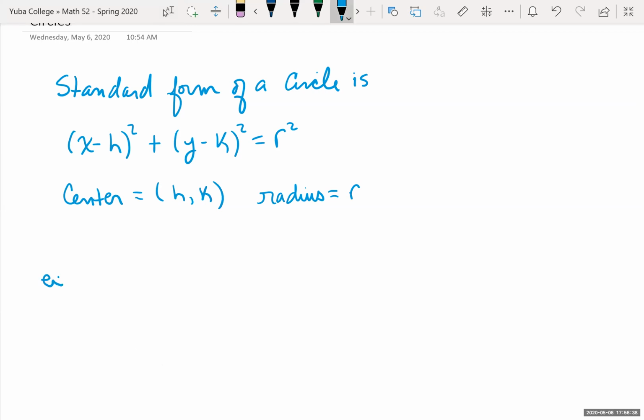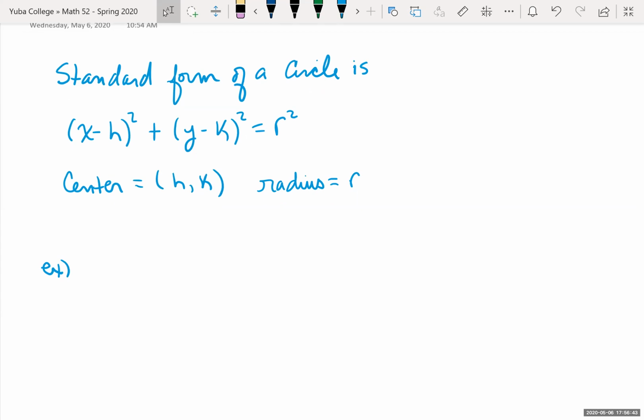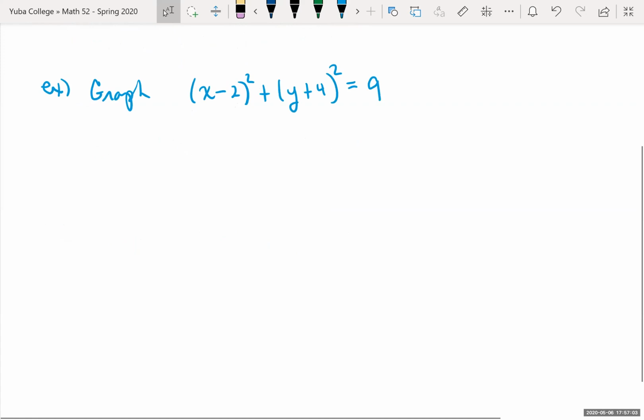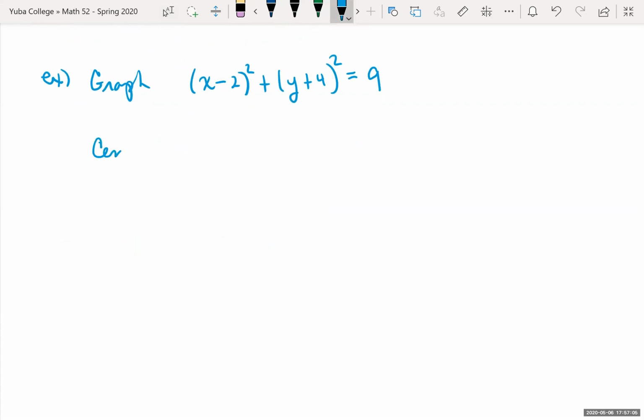Okay, so let's start with one where it's already in standard form and it asks us to graph it. So if it says graph x minus 2 quantity squared plus y plus 4 quantity squared is equal to 9. Okay, so looking at this, you should be able to identify where the center is and what the radius is.